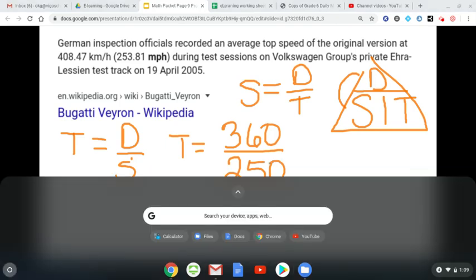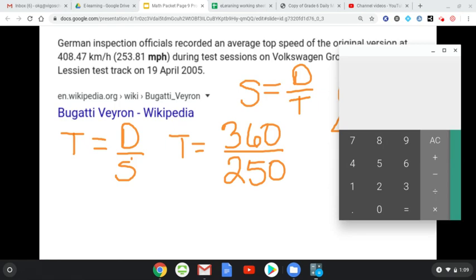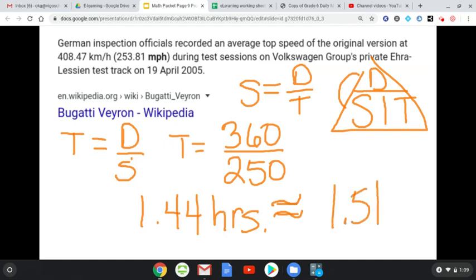So back to my little calculator here, and I'm going to take 360 and I'm going to divide that by 250. All right, 1.44 hours. You'll notice that's pretty close to, or approximately equal to 1.5 hours. So that's what we're going with for our answer here for this problem.